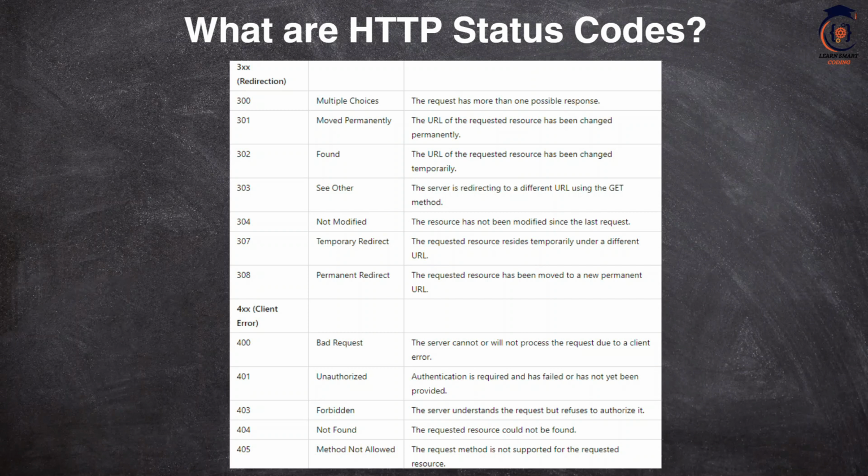Forbidden means the server understands who you are, but it refuses to do so because you're trying to delete or update some record which you're not authorized to do according to your role. That's where you see 403. So they're all important, right?